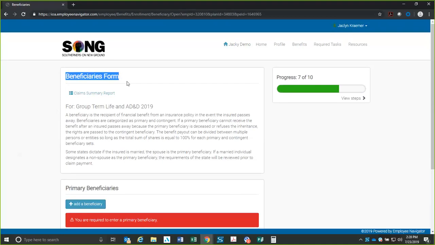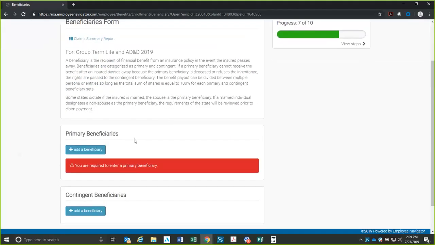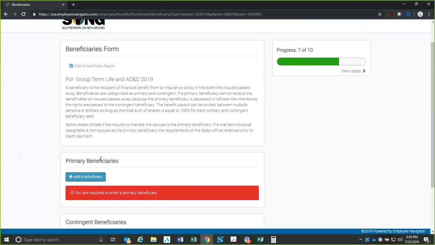How many times have I gotten a call from a widowed wife that didn't get the insurance money because he never updated it from the ex-wife? So make sure that that doesn't happen to you. Your primary beneficiaries can be changed on the system anytime throughout the year.